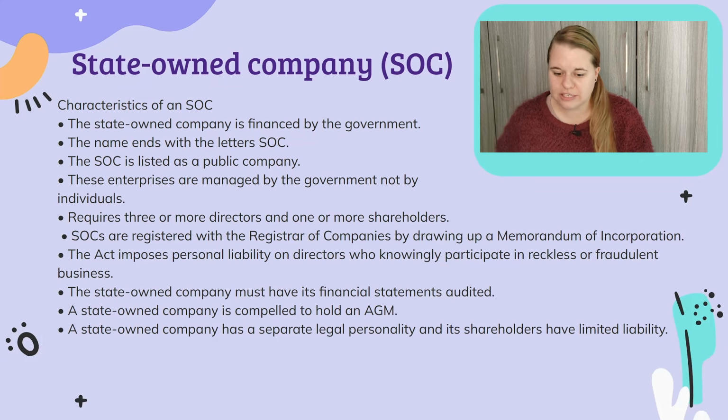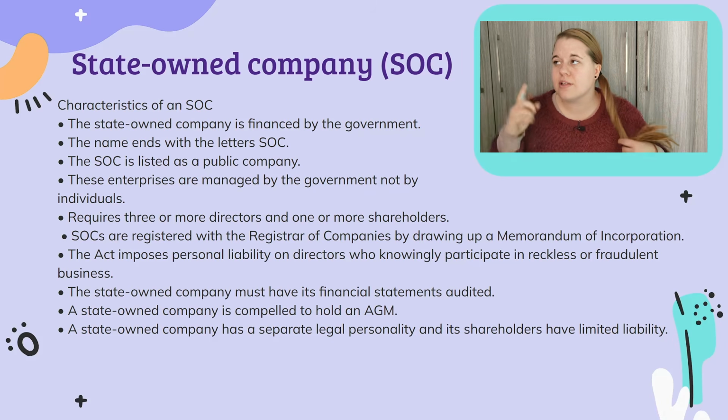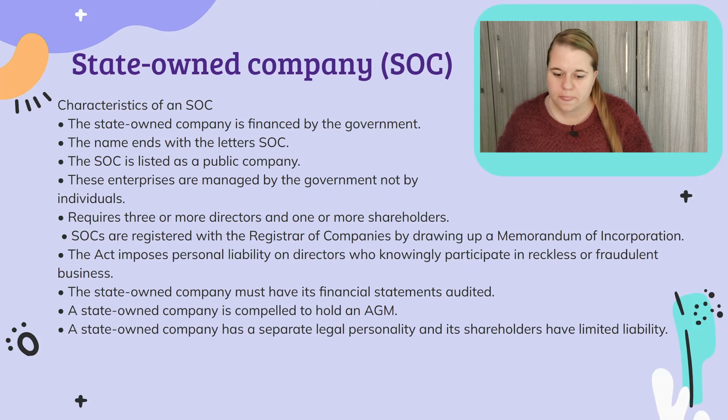The characteristics. So the state-owned company is financed by whom? The government. State-owned, therefore it's owned by the government, so all the finances are going to come from the government. The name needs to end on SOC. The SOC is listed as a public company. Don't let that confuse you. It is listed as a public company, but who owns it? The state. Okay. These enterprises are managed by the government and not by individuals.